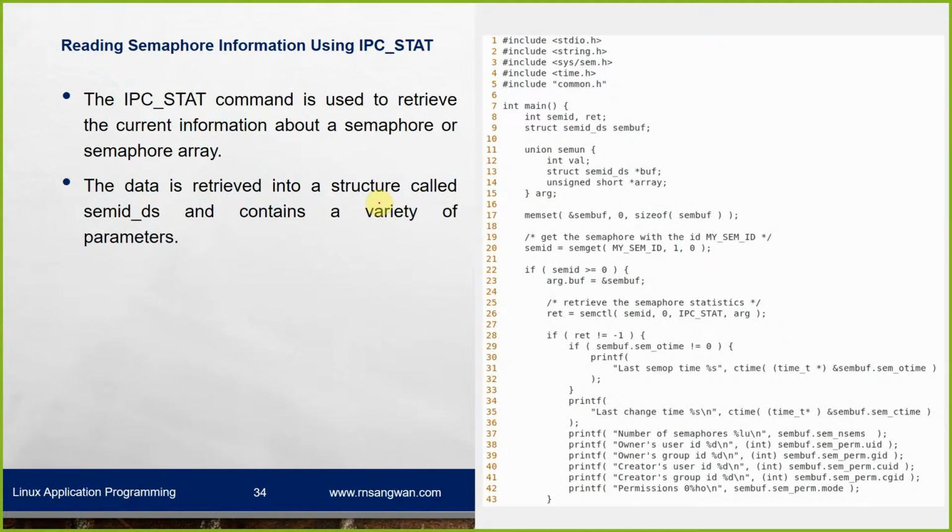Reading semaphore information using IPC_STAT. The IPC_STAT command is used to retrieve the current information about a semaphore or semaphore array. The data is retrieved into a structure called semid_ds, that is the semaphore ID data structure, and it contains a variety of parameters. This is in semstat.c in your program.